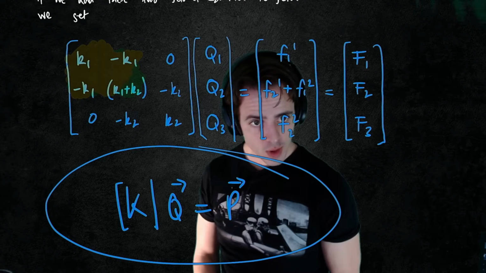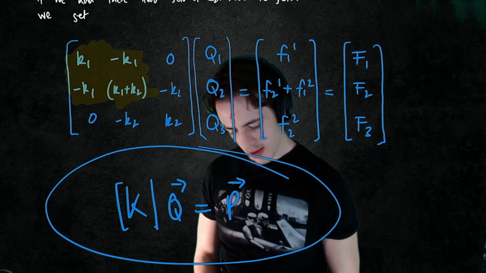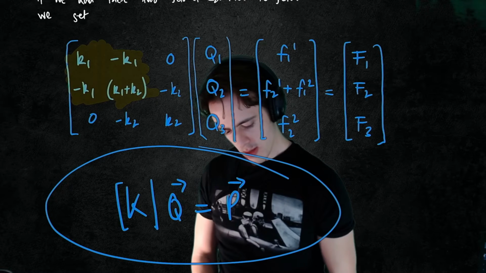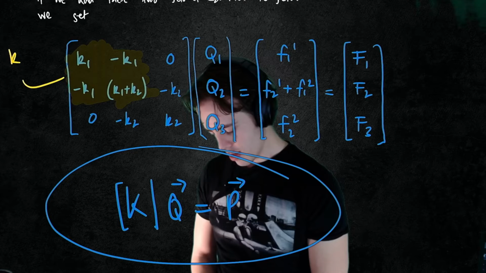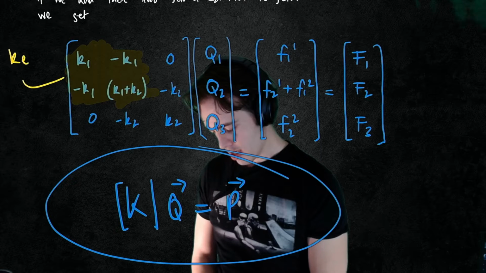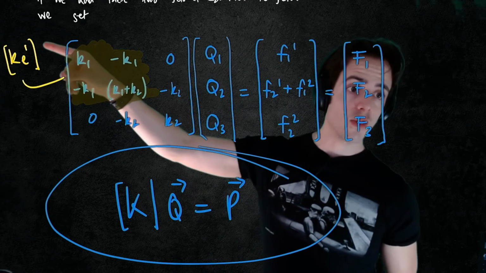Yeah, that highlighting sort of works. Okay, so this one here is just K^e_1. Okay, this is the stiffness matrix for that first element.